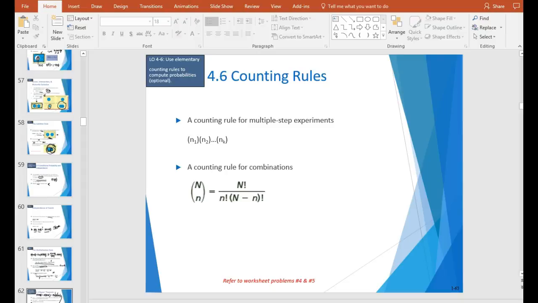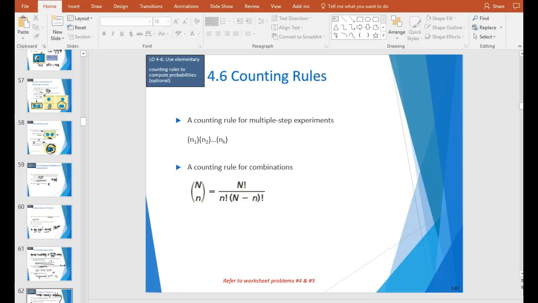Hey guys, last part of chapter 4 that we're going to cover are the counting rules. We're going to learn specifically two counting rules. This will be the last stuff that we cover prior to the review, and in the review we'll just go over all of it. Okay? So the two counting rules are the multi-step rule and the combinations rule.